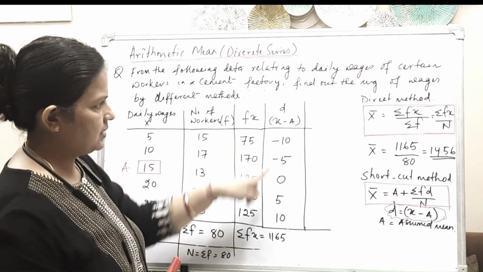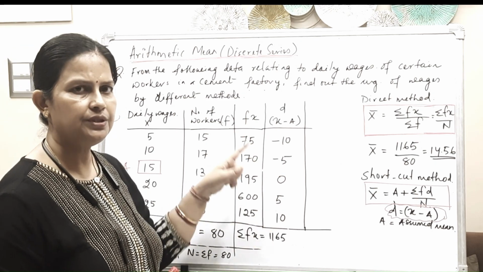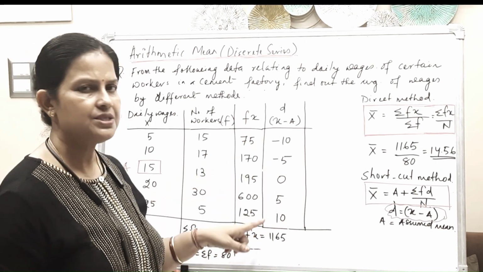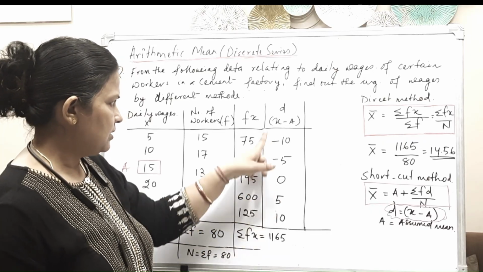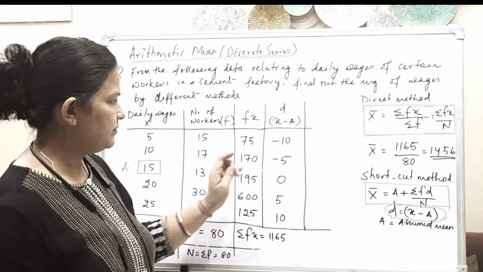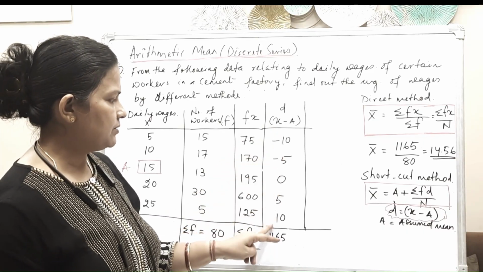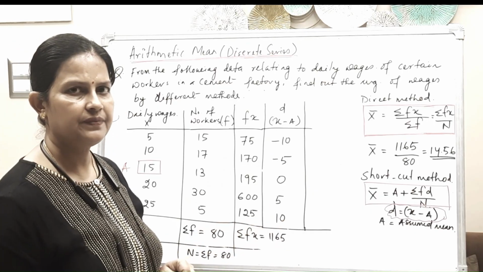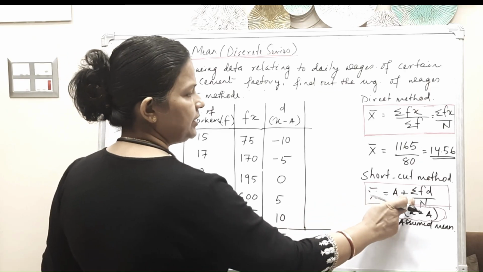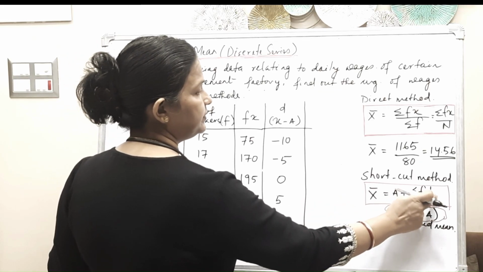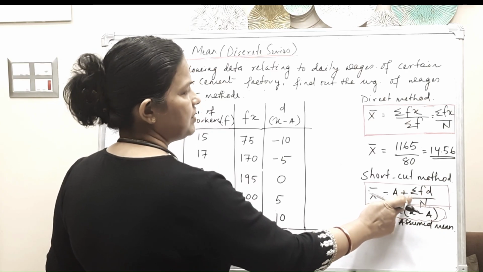Actually, this shortcut method, step deviation method, all these methods we use to make the calculations easy. How we can see here? See, all the deviations are a very reduced form of this one. We can make the calculations more easy in this case. So what we need to find? We need to find fd. After finding fd, we can go for finding sigma of fd.